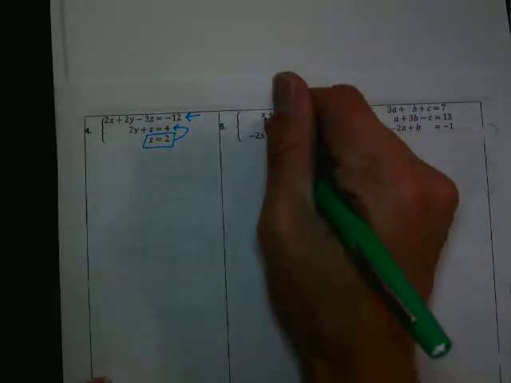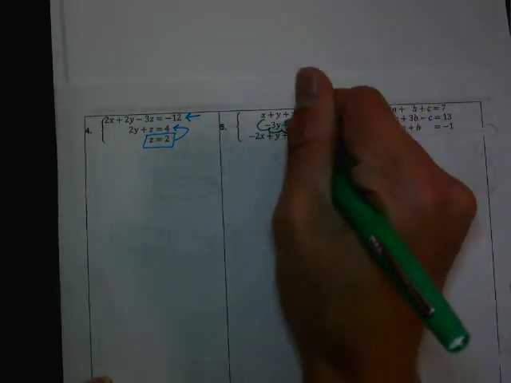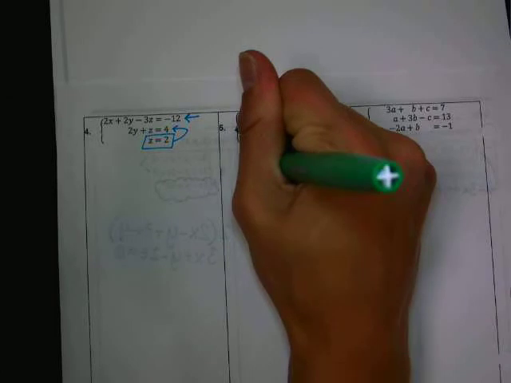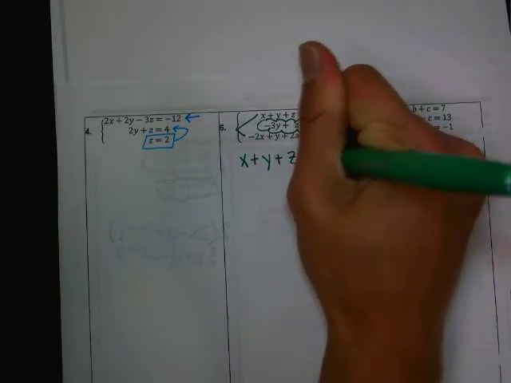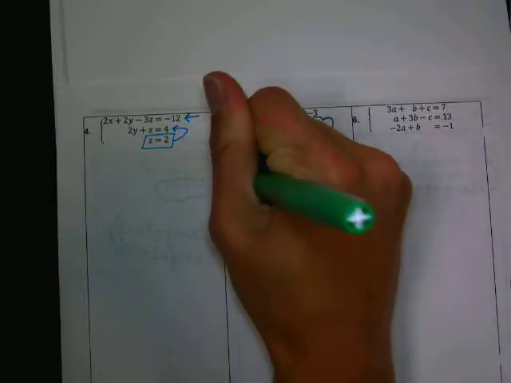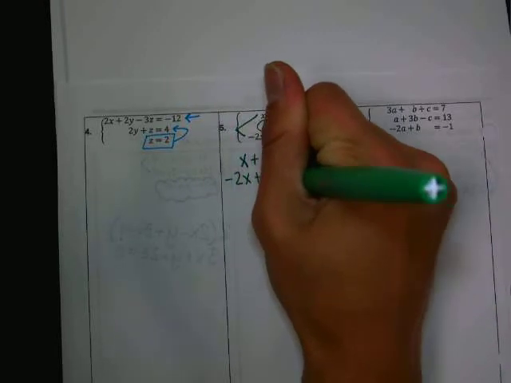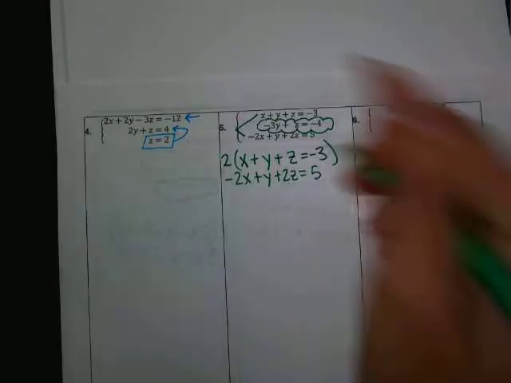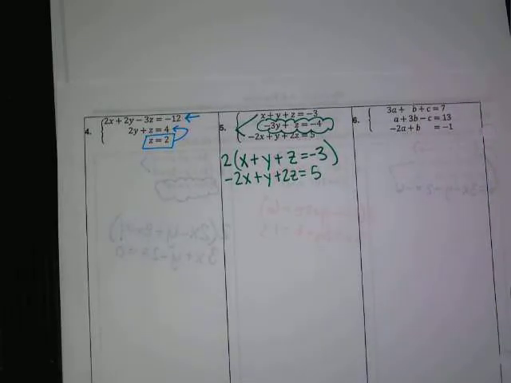On number 5, once again, I have an equation that's already in 2 terms. I have an equation that's in terms of y and z, so then I'm going to take these two guys and eliminate the x. So x plus y plus z equals -3, and -2x plus y plus 2z equals 5. And I'm going to eliminate the x, so I need to multiply that whole thing by 2.